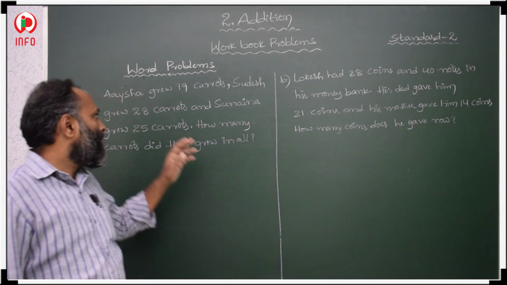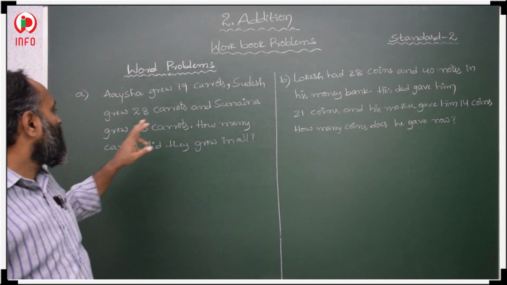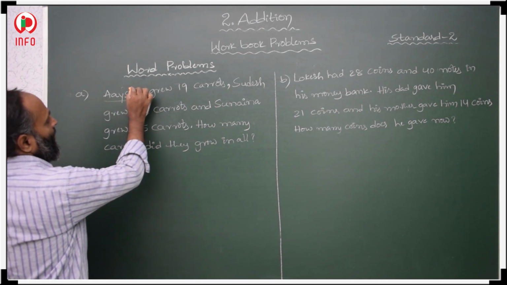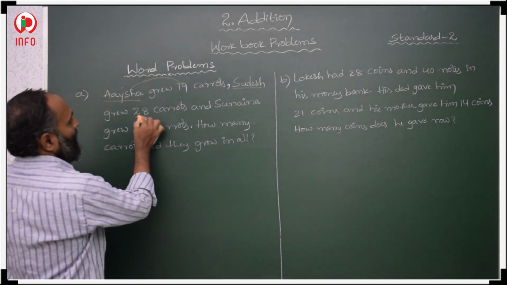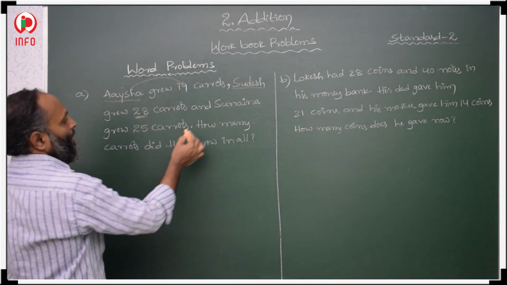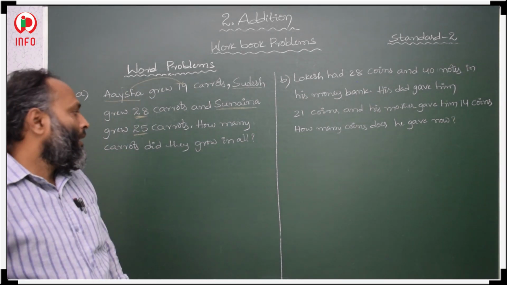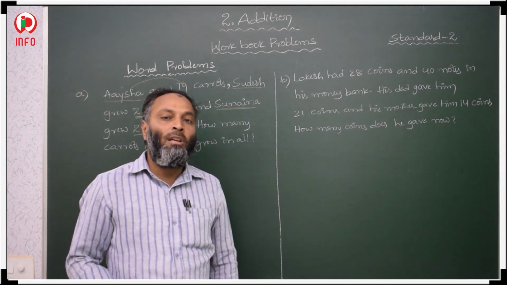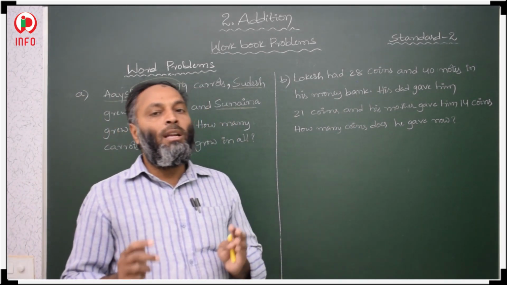Total. So 3 members: Aisha, Sudesh and Sunaina. Aisha, how many carrots? 19 carrots. Sudesh, how many carrots? 28 carrots. And Sunaina, how many carrots? 25 carrots. They grew. So in all, the 3 members, how many carrots did they grow? He is asking total.